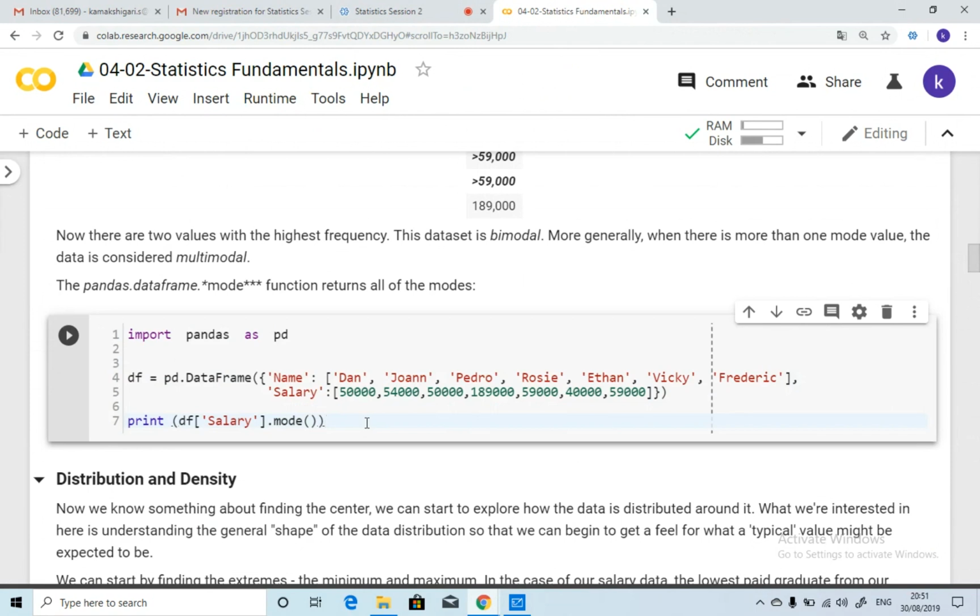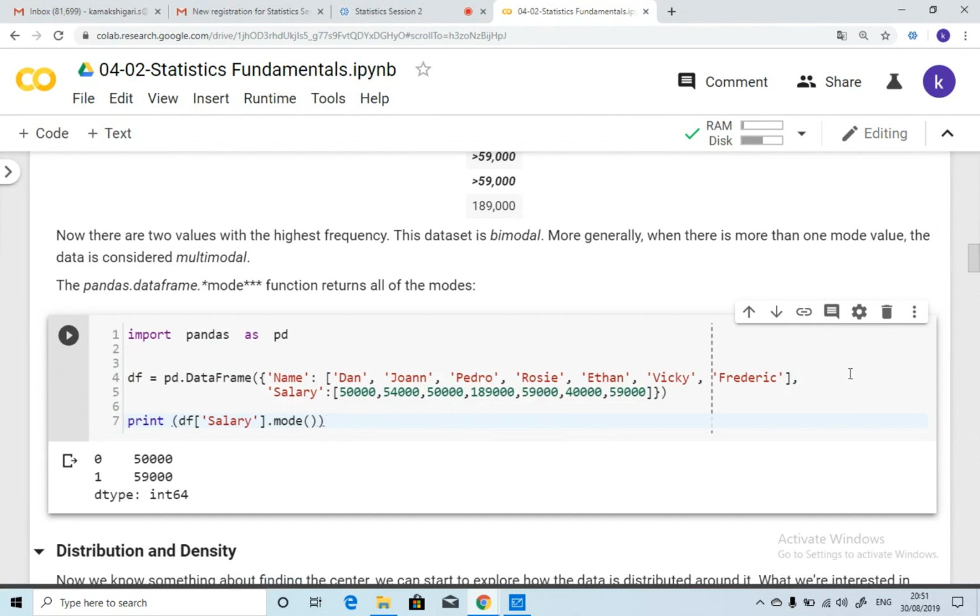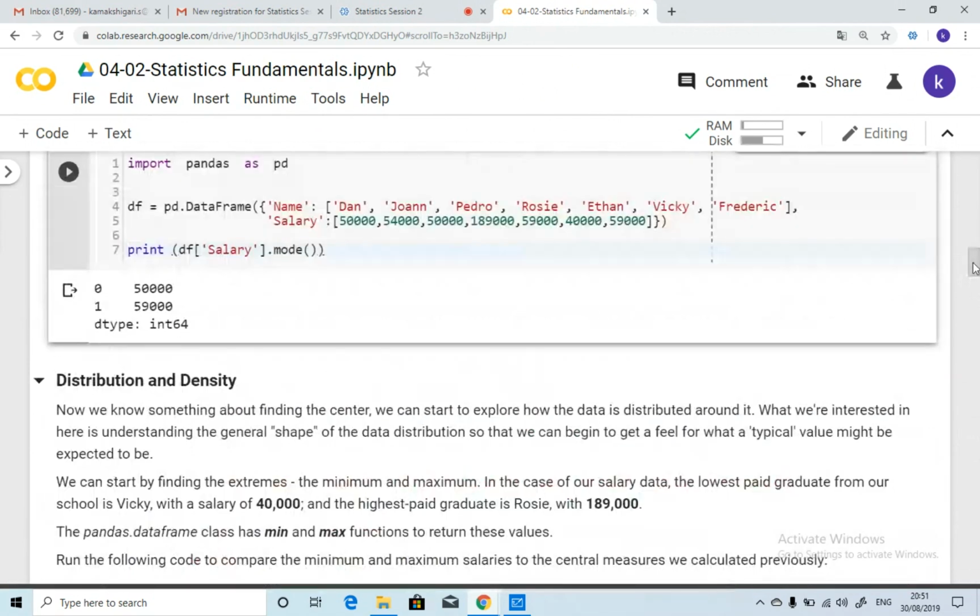So here, till this we got, right. Now we will see distribution and density. Now we know something about finding the center. We can start exploring how the data is distributed around it. So we are interested in the general shape.